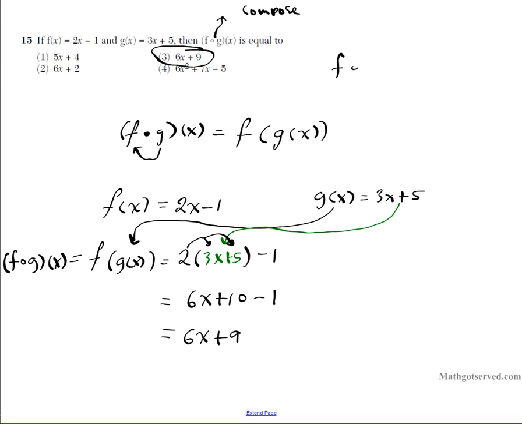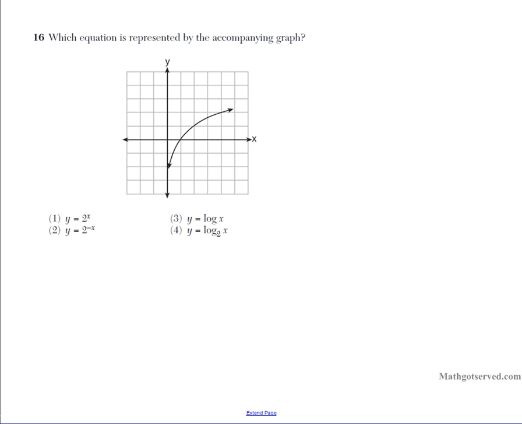Remember, f circle g is not the same thing as f times g. They're two entirely different things. If you multiply, you probably get this answer, which is wrong. All right, so keep that in mind. They're different. So don't do this. Just compose. Okay, let's move on to question 16.